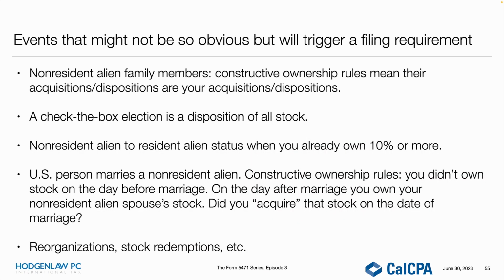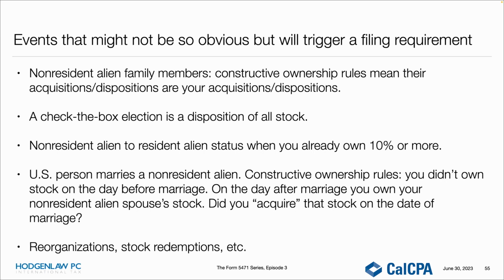So, you know, little idea. These are the ones in my experience that kind of are not top of mind and really should be on your checklist. I mean, watching for acquisition of stock by non-resident alien family members. So if the constructive ownership rules make you be treated as if you were the acquirer of those shares, you're married, your non-resident alien spouse buys 50% of the stock of a foreign corporation. Attribution rules say you've got a filing requirement unless you can find an exception.